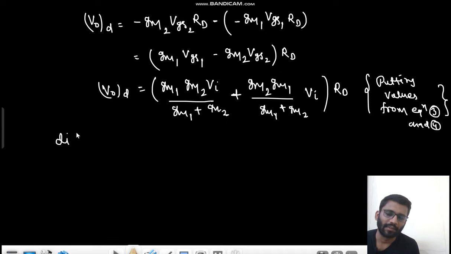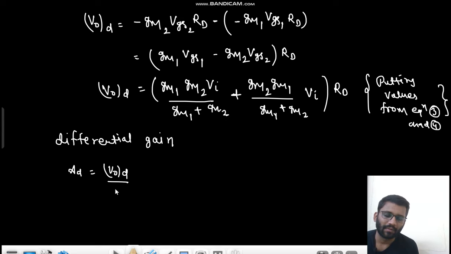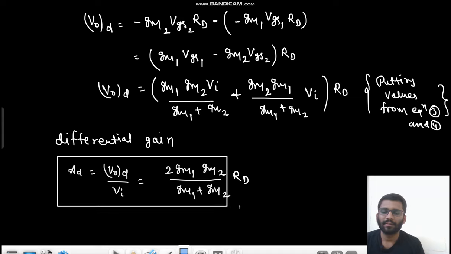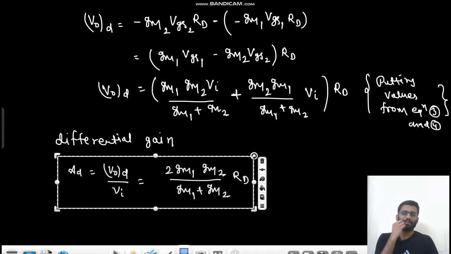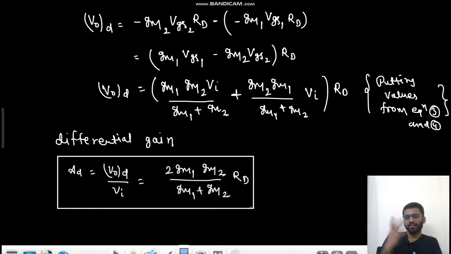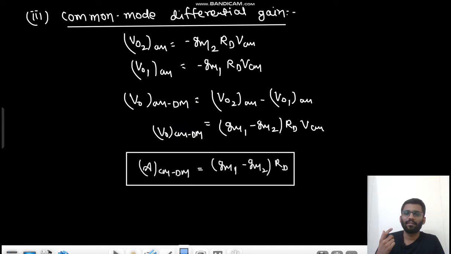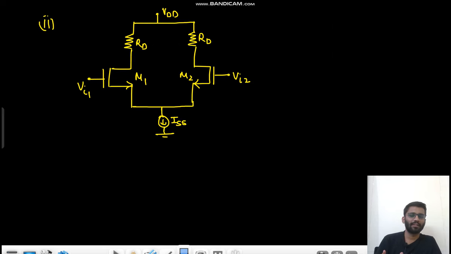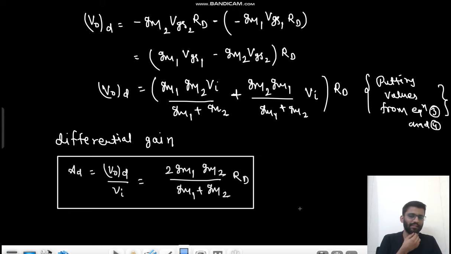What is your differential gain now? Differential gain AD, that is V naught D upon V in, that is 2 GM1 GM2 upon GM1 plus GM2 into RD. This is the differential gain you got while having current source as a tail. When we had voltage source as a tail, what was the gain you got? This one. So which one is bigger? Obviously this one, right?